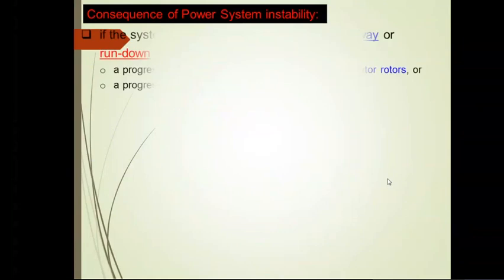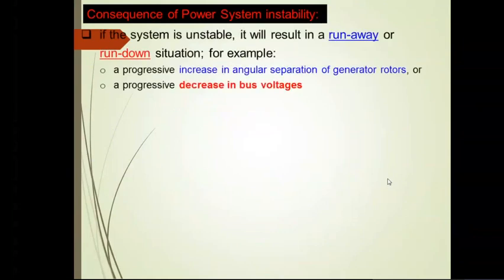Now here I have one slide. If you are not able to retain or achieve stability following the disturbance, that is to say the system becomes unstable, then with instability there could be a situation of runaway or rundown, depending upon the variable associated with the instability.